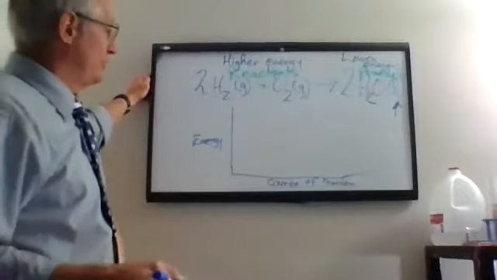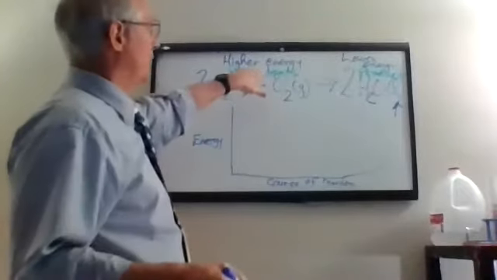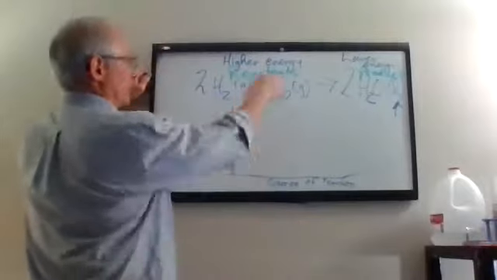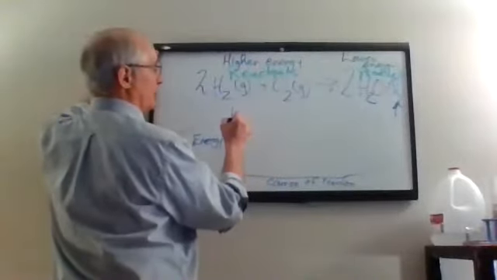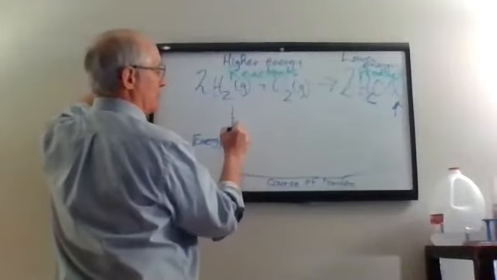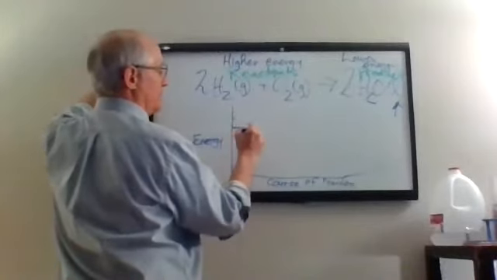So now, where do we start? Well, we start with high energy reactants because they're in a gaseous state. I've already told you that. So we're going to put that up here fairly high. Well, let's just put it right here. Fairly high on the energy scale.